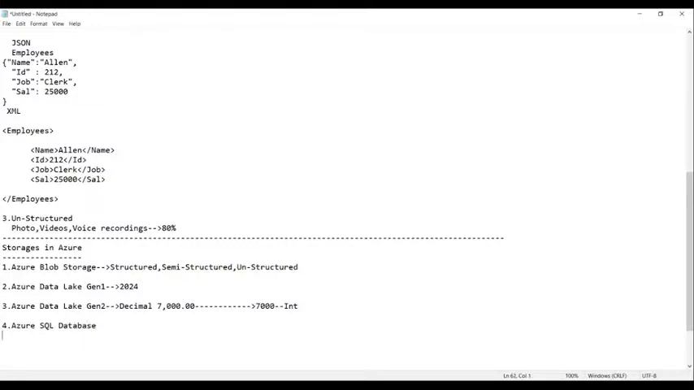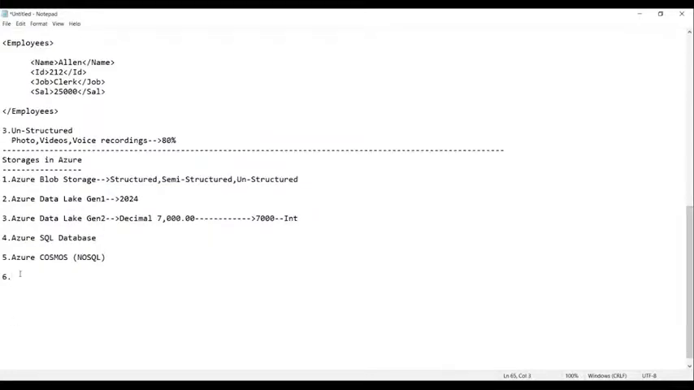Azure SQL database. Then you have what is that? Yeah, Azure SQL database. Then you have what is it? Azure Cosmos DB. Cosmos DB is nothing but it is called as what? NoSQL database. Am I right, everyone? Then again, after this, we have what is that? Azure Cosmos DB. Then you have what is that? Azure Synapse.